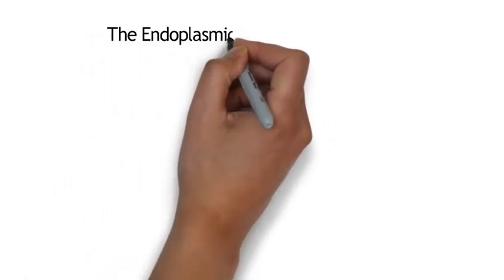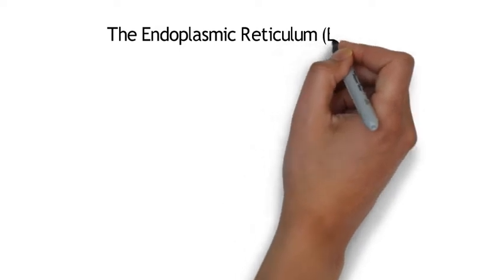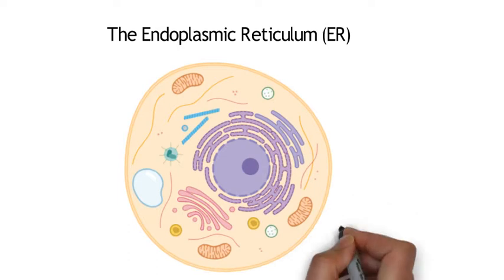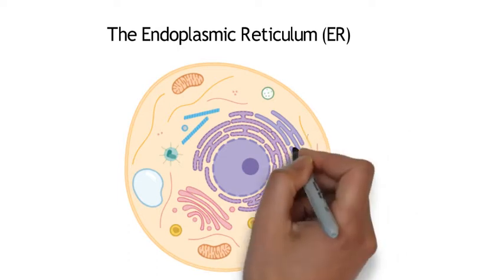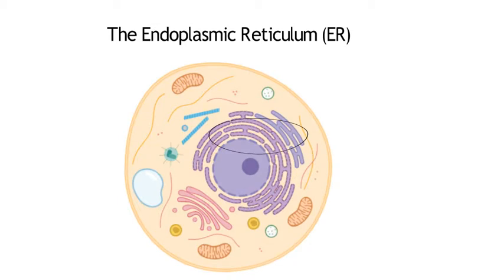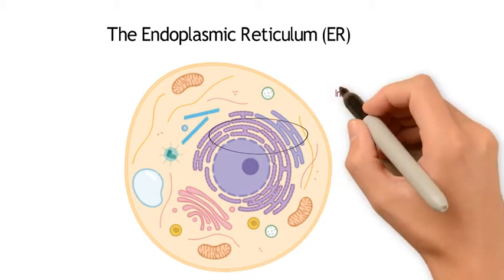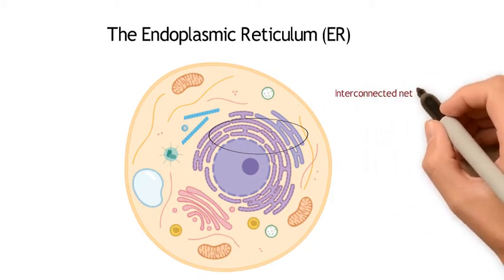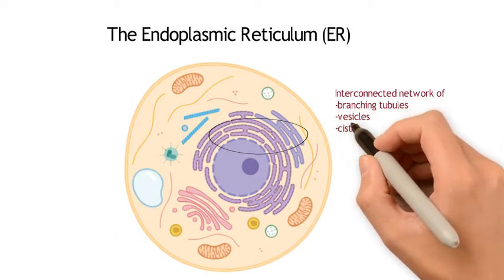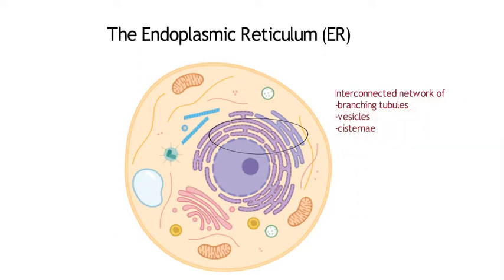In this animation, we look at the structure and function of the endoplasmic reticulum, or ER. The ER is a vital compartment or organelle present in all eukaryotic cells and carries out a wide range of functions. It's made up of an interconnected network of branching tubules, vesicles, and cisternae. And on average, the ER makes up approximately 50% of the total membrane surface in an animal cell.